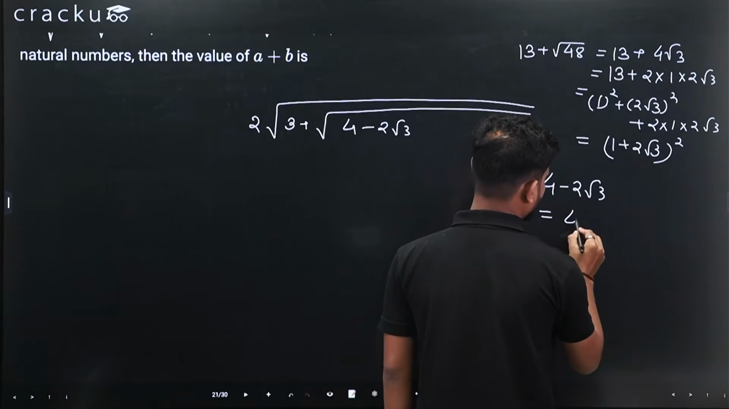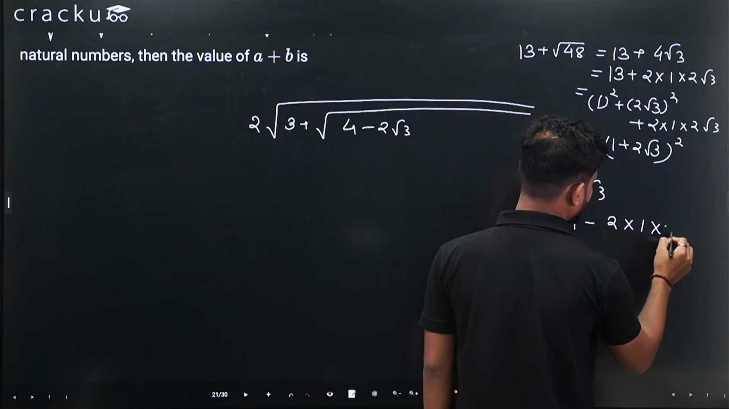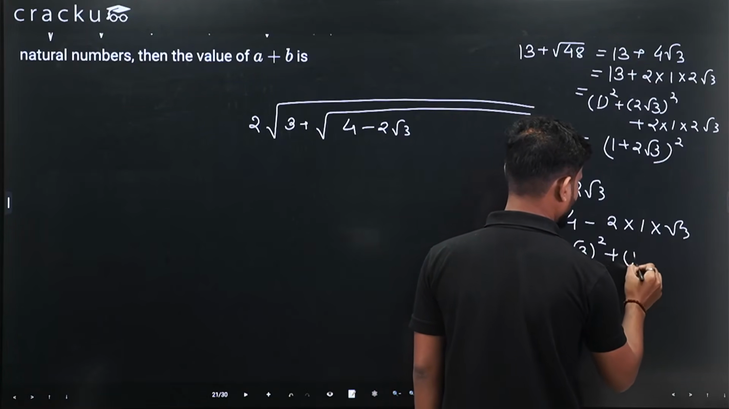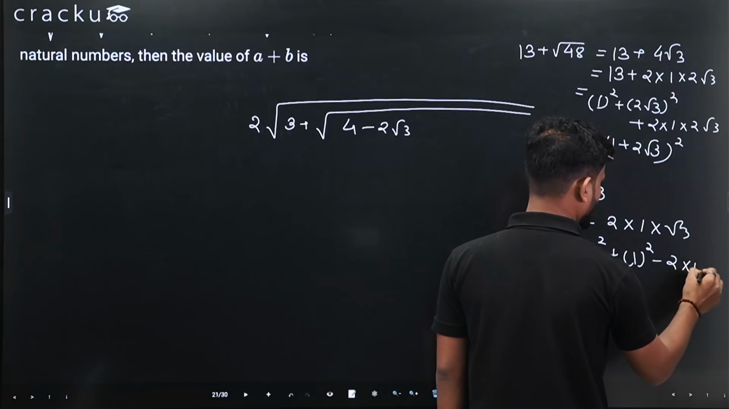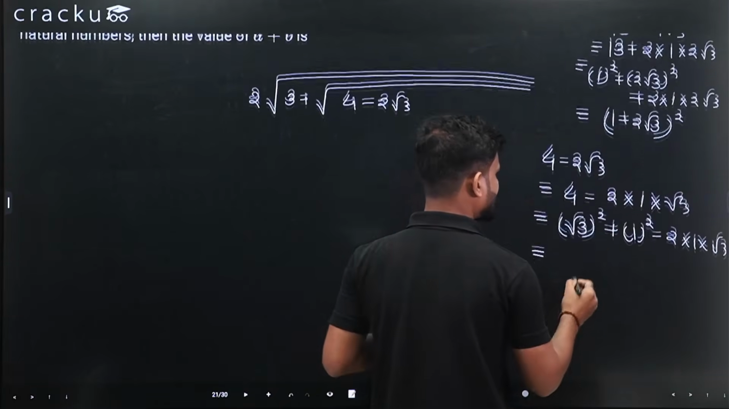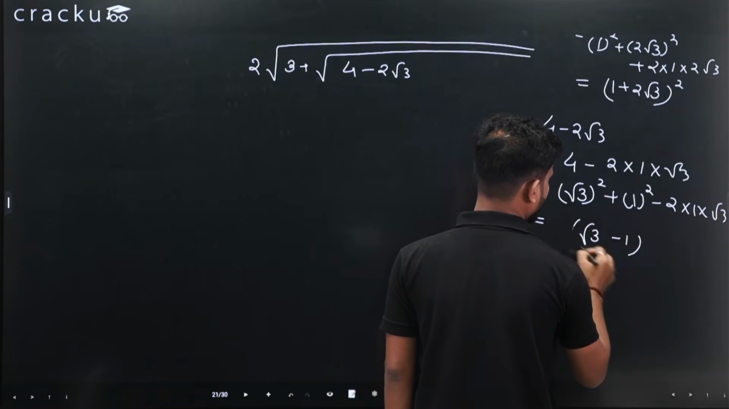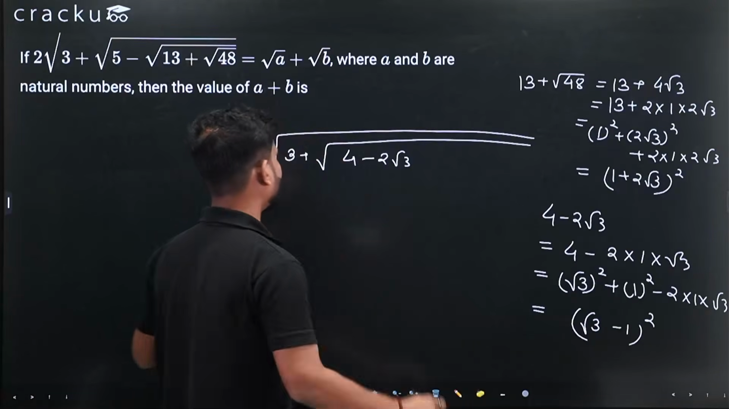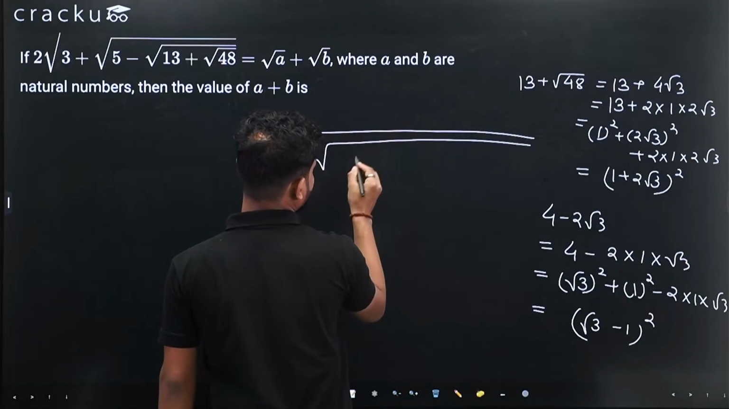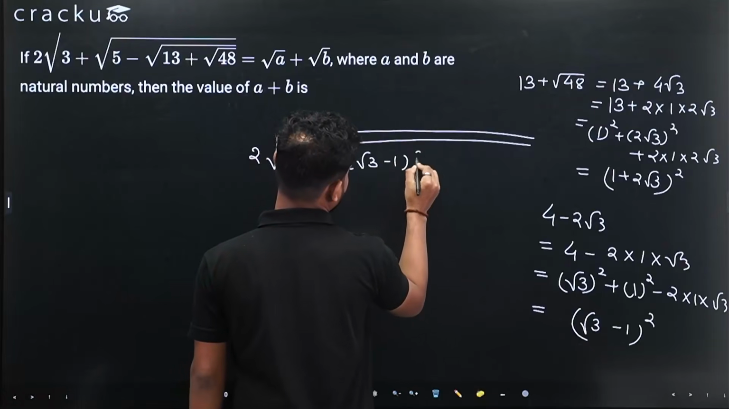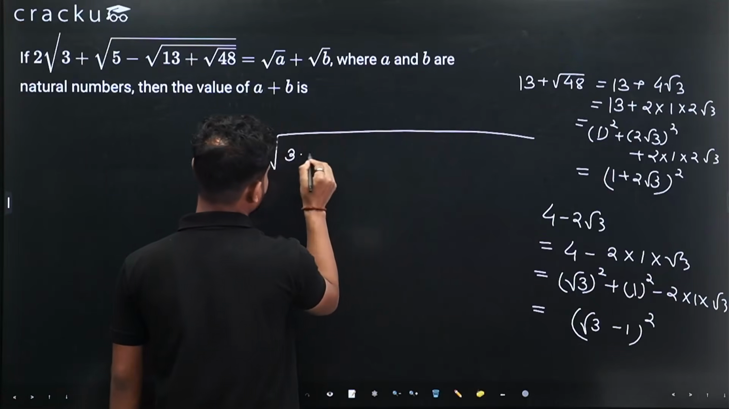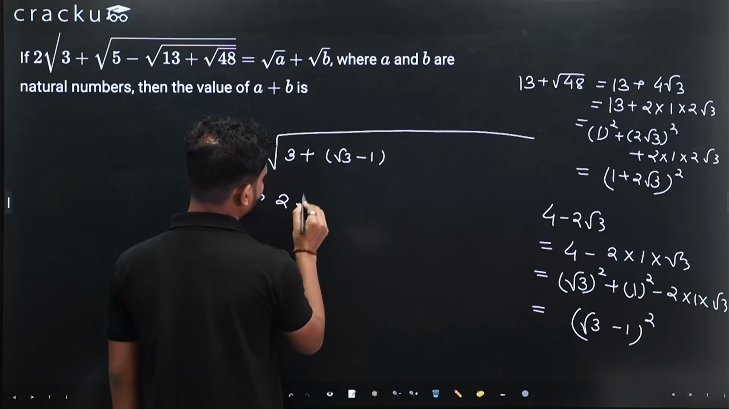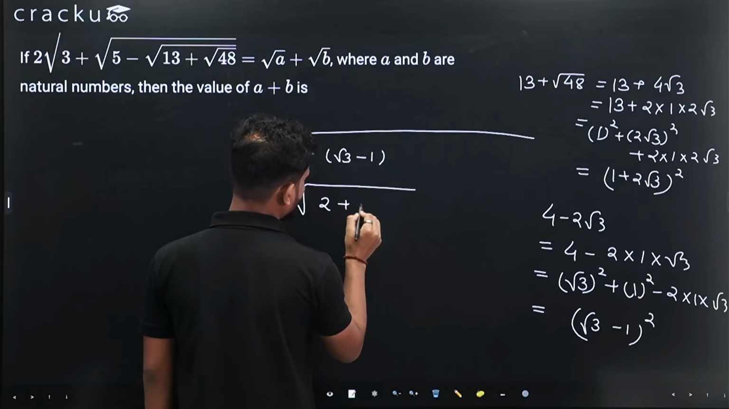Can I write this as 4 as root 3 square plus 1 square minus 2 into 1 into root 3, correct? This is root 3 minus 1 whole square. Why not 1 minus root 3 whole square? Because whatever will come outside should be a positive number. So this is nothing but root 3 minus 1 whole square. If you take this outside, it will be plus root 3 minus 1, or this is 2 into 2 plus root 3.